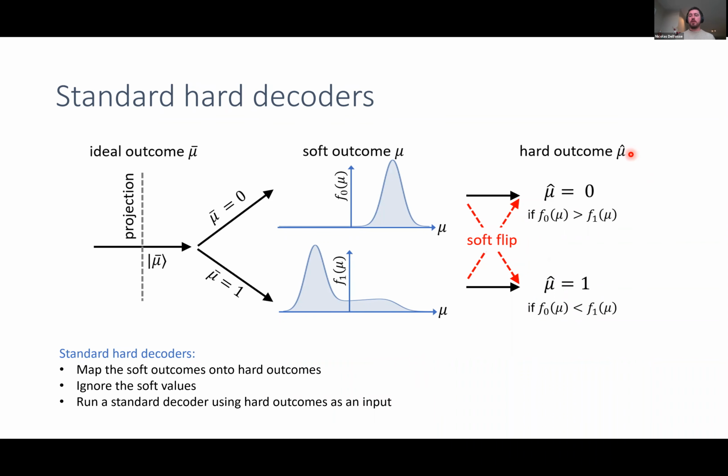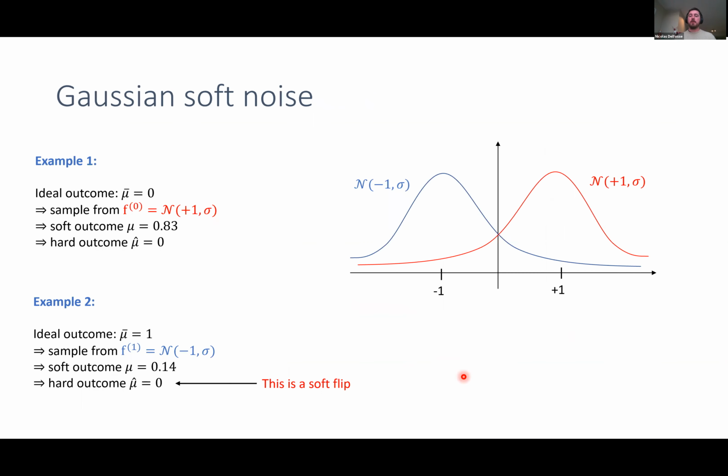So basically, the traditional model takes as an input the hard outcome, and here we are going to try to exploit this additional information, which is the knowledge of these 2 distributions. And given this hard outcome, we can run the standard hard decoders and run error correction, ignoring the soft outcome. But we should not do that. We should exploit this information. Okay. I'm going to go with some examples to clarify the model.